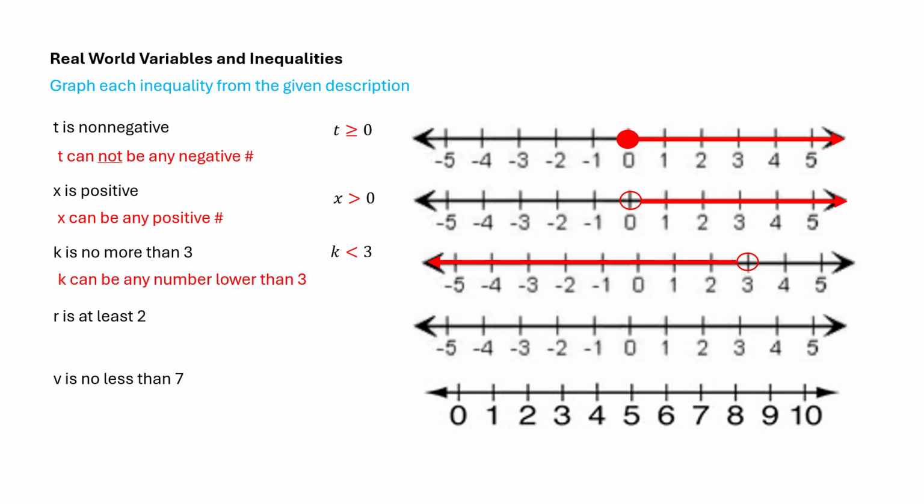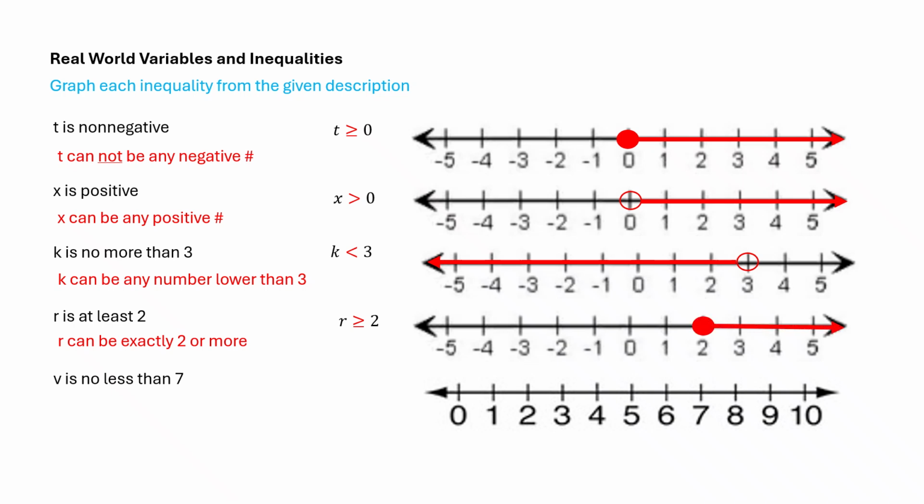R is at least 2. This means R can be exactly 2 or more. Remember, with inequalities, these phrases mean the opposite. So instead of at least, which would make you think less than, it's actually going to be greater than or equal to 2. So that is a shaded circle at 2, arrow to the right.